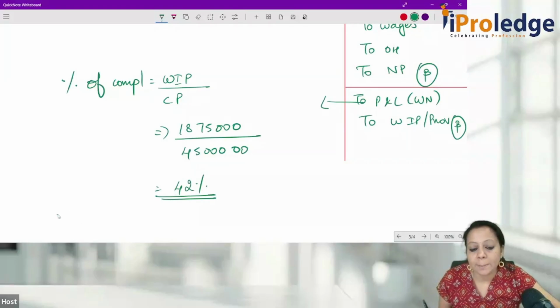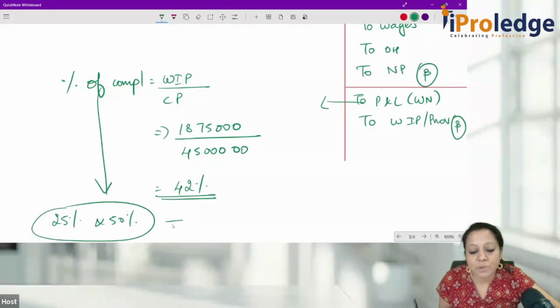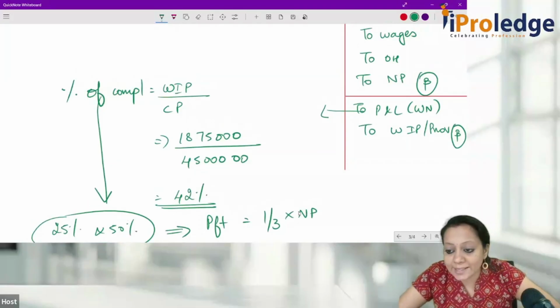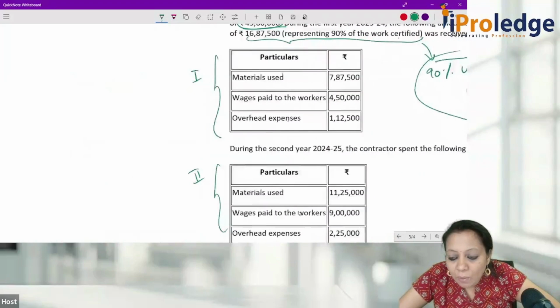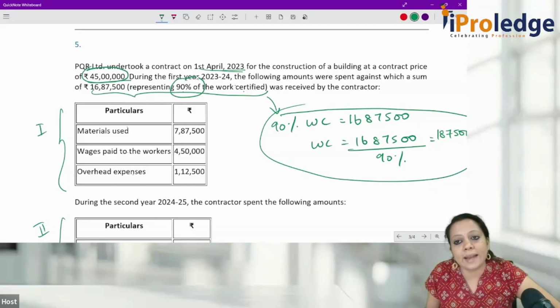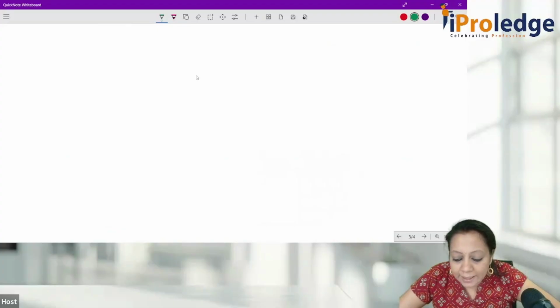Now, 42% falls between 25% and 50% degree of completion, which means the profit recognized should be 1 by 3 of notional profit. And here, have they given cash received to work certified? Yes, in the question they have given that the amount spent was 90% of work certified. So cash received is 90 percent already, and we can directly take 90%.